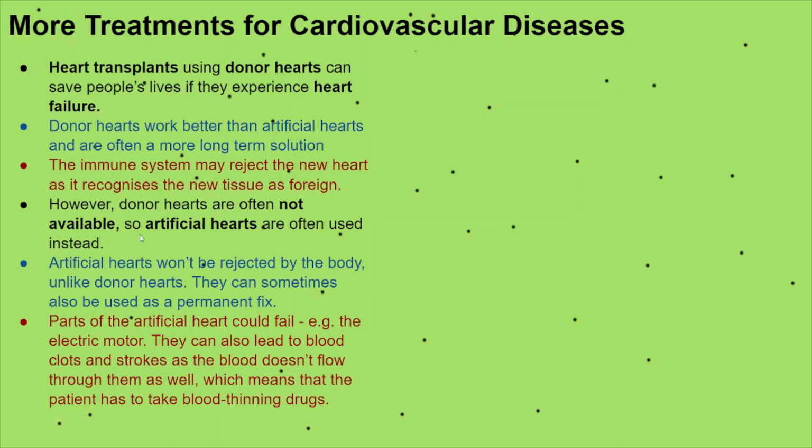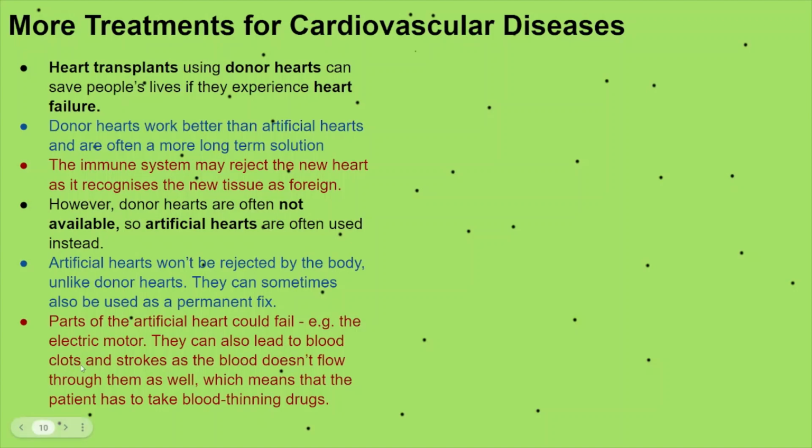And artificial hearts, they're just mechanical hearts that are used to pump blood around the body when your own heart cannot. The advantage is they won't be rejected by the body, unlike donor hearts, and they can also be used as a permanent fix sometimes. However, there are disadvantages. The artificial heart could fail, like the electric motor could stop working and your heart could just stop. That would be a problem.